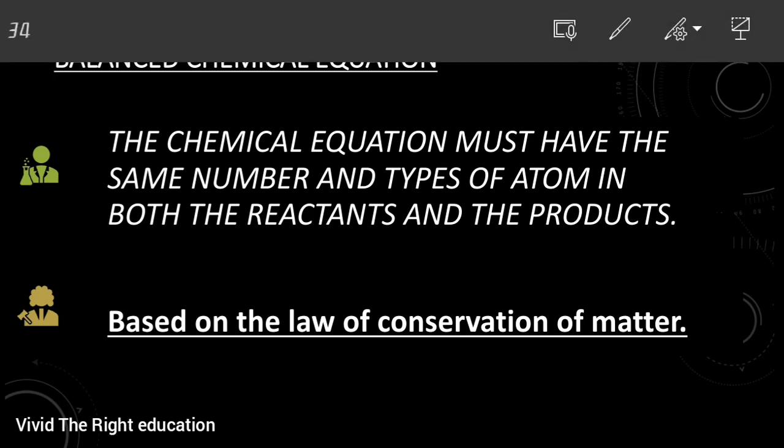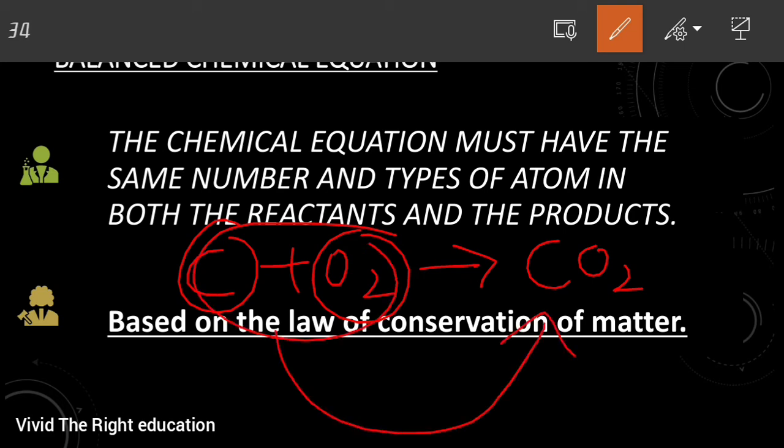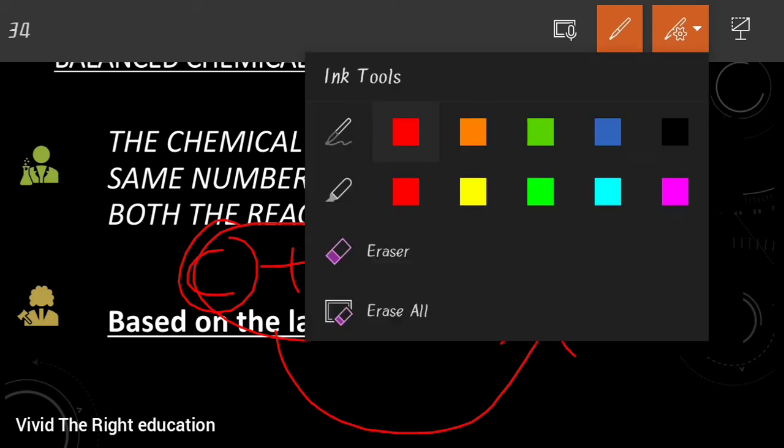Okay, let me give an example. Suppose I have carbon and oxygen. Just look here. When carbon is combining with the oxygen, it is converting into another matter. Correct? So there is carbon and oxygen, they are combining and converting into another state of matter. So this is what the law of conservation of matter says.